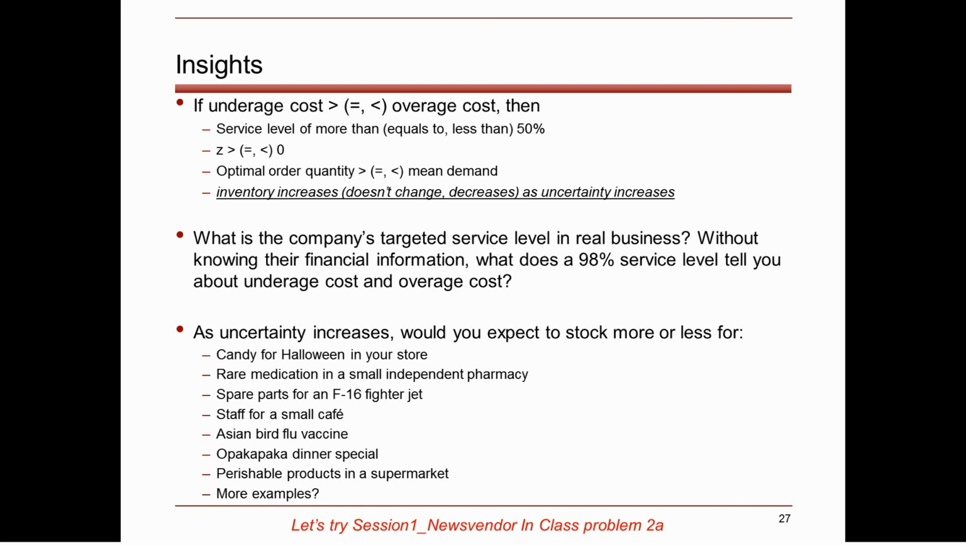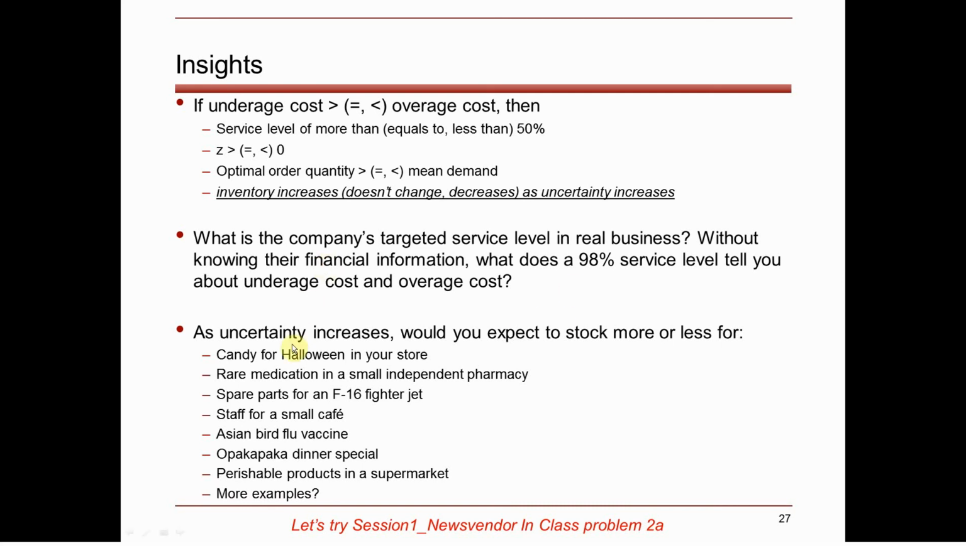And so they think about things like, what is a 98% service level? What does that tell you about underage and overage cost? In other words, if I want to maintain 98% of the time that I meet the demand or don't sell out, what does that tell you about our underage and overage costs? Well, you can think about that pretty easily. If I want to keep a 98% service level, under many situations, I'm probably going to be eating it in overage costs.